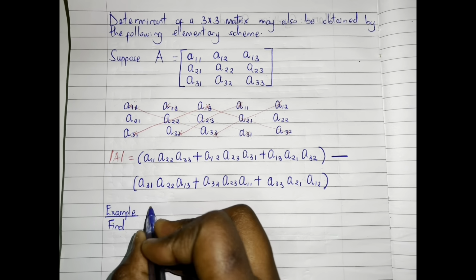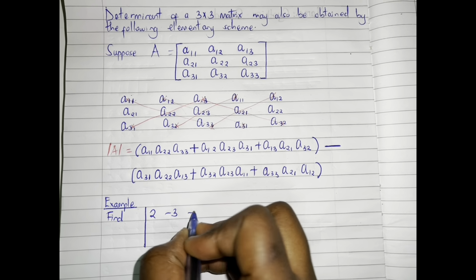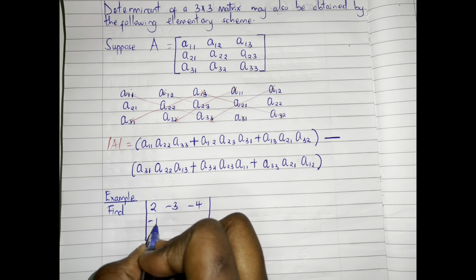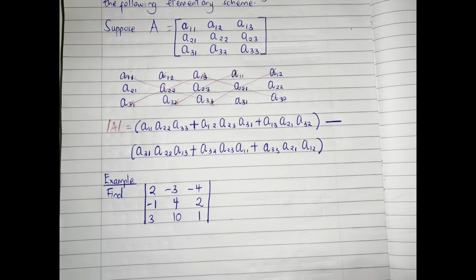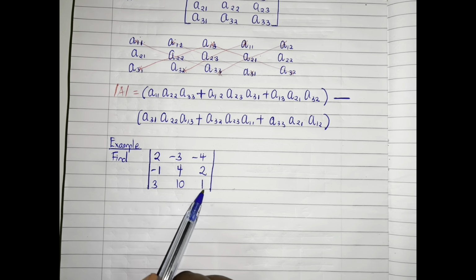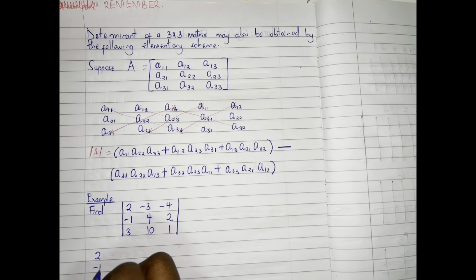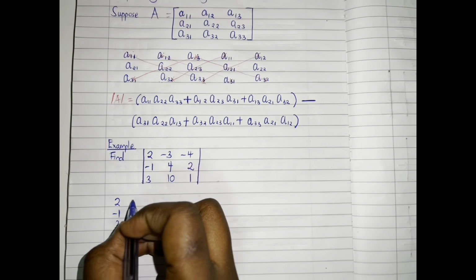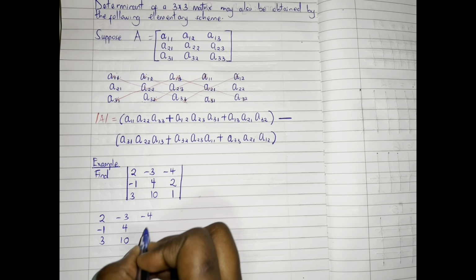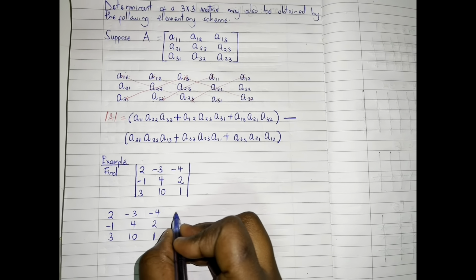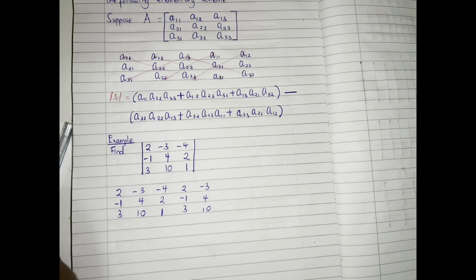Find the determinant. We're supposed to be finding the determinant of the values 2, negative 3, negative 4, negative 1, 4, 2, 3, 10, and 1. We're going to use the above formula to work out the determinant of these values. So let's first rewrite: negative 3, 4, 10, negative 4, 2, 1. Remember we were using the first two columns, so we've written them there.